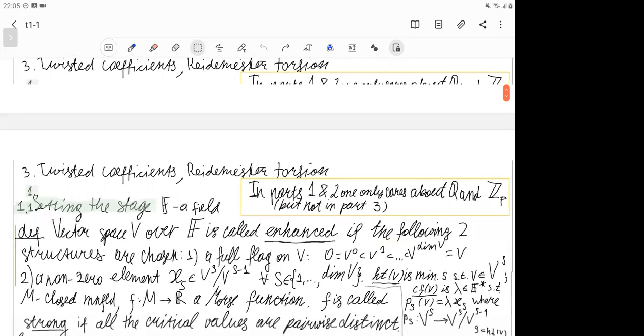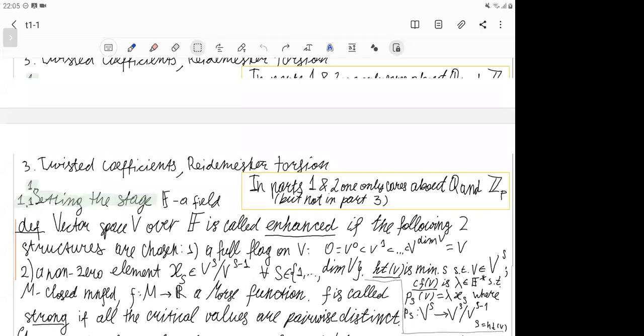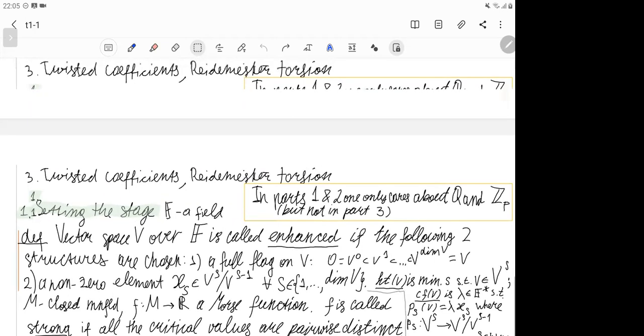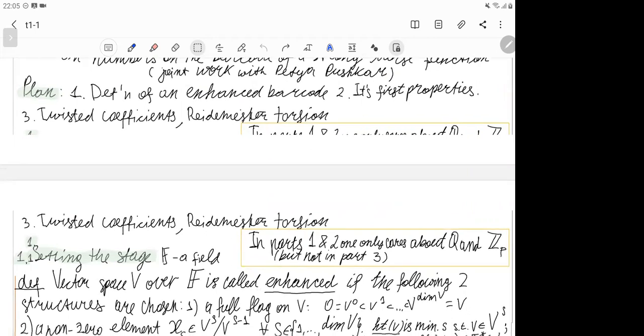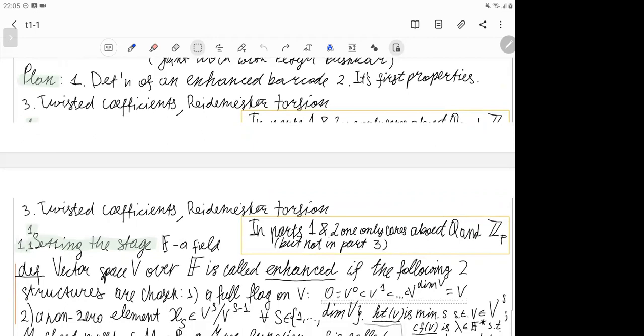So first, the basic definition, which we will be playing around with until the end of the talk, is called an enhanced vector space. A vector space V over F is called enhanced if I choose the following two structures: first, a full flag on V, a full flag of subspaces, and second, a non-zero element kappa_S in the quotient. This is a one-dimensional vector space, and I choose its generator for all possible S. And this second part is what it is really all about.